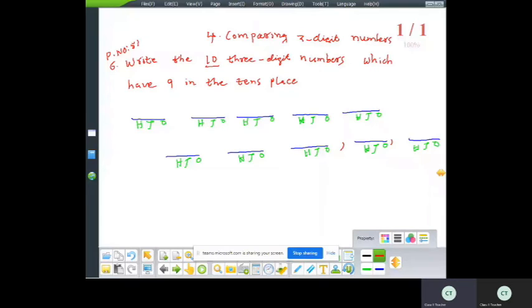Yes. Our condition is the digit 9 in the 10th place. Here 10th place 9. In the 10th place the digit is 9. This is the condition. Yes, we generate 3-digit numbers.